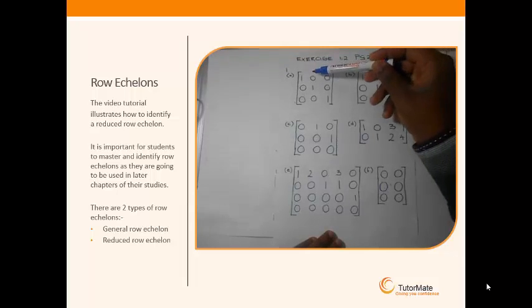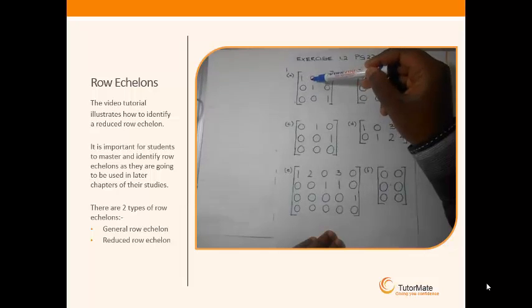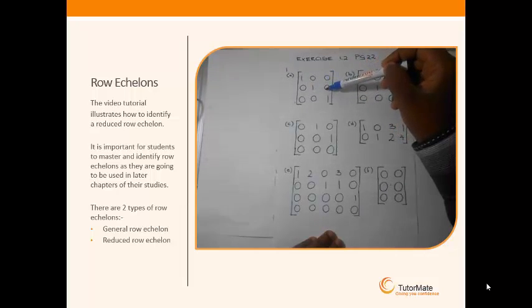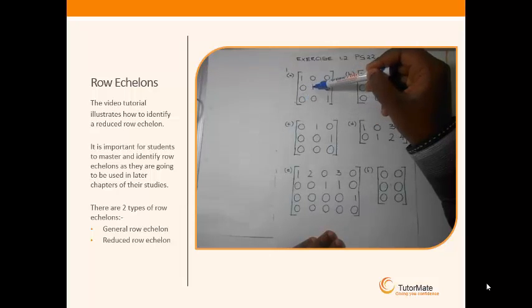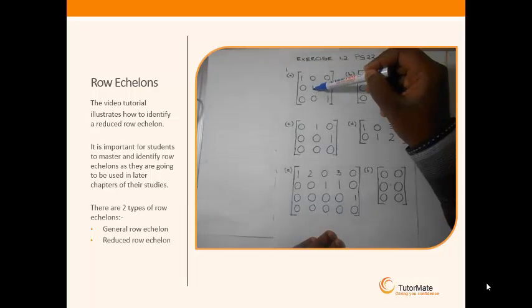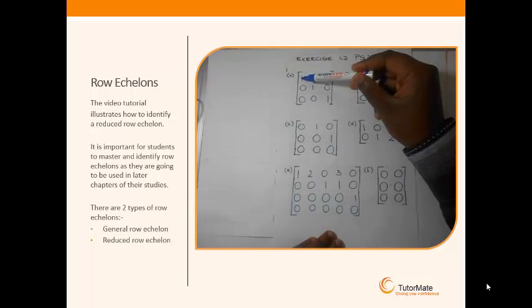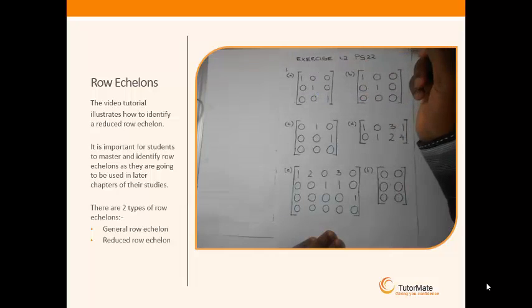It's A. The first one is in reduced row echelon form. If I look at the leading one here and I look down, I'm supposed to have zeros here. If this is my leading one, in all places in the column I should have zeros. If this is the leading one, I'm supposed to have zeros here. And if this is the leading one, it should be further to the right than the leading one on top of it. And this one is further to the right than the one on top of it.